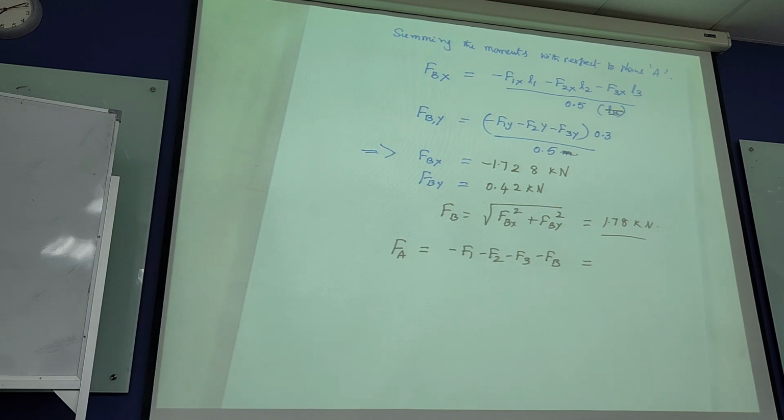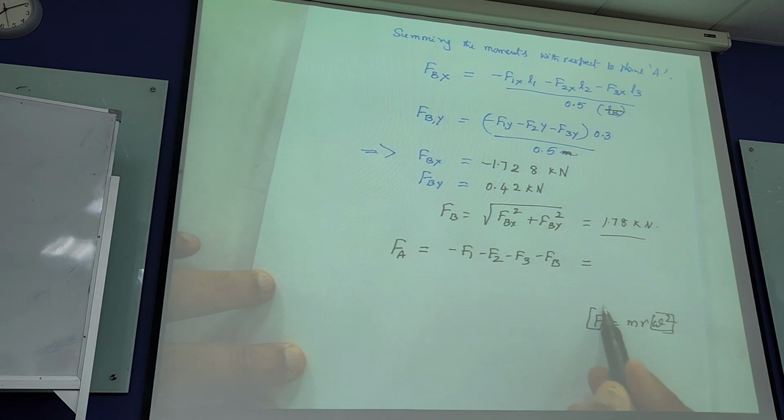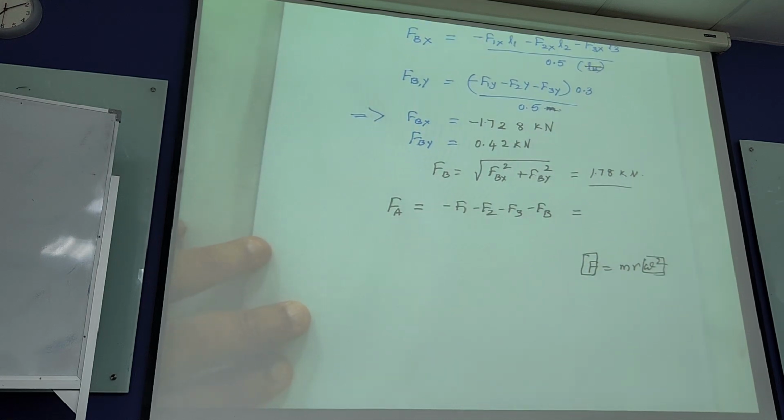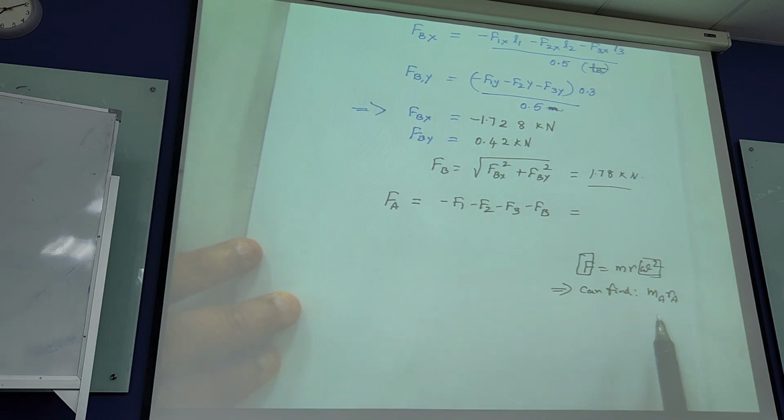Now, what should be the mass? Because we know F is equal to mr omega square. And omega is known. So force is known. Therefore you can find out MA RA. So MA RA will be the design parameters. So the designer can choose what mass to use at what position to use.